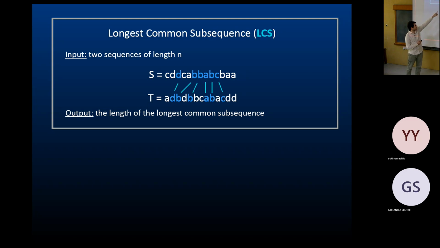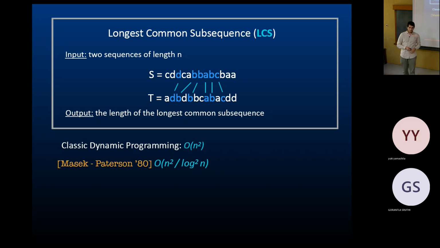So for example, this D, B, B, A, B, C. This is a subsequence that can be found in both of them. So you just want to find the longest one. And probably in some exercise in your algorithms class, you have solved this in n squared time with dynamic programming. You can shave the log squared factor by something called the Four Russians technique. It's kind of simple. And it's been open for many decades to improve this quadratic.